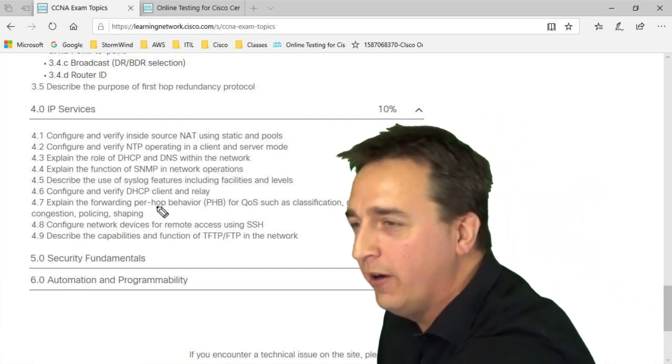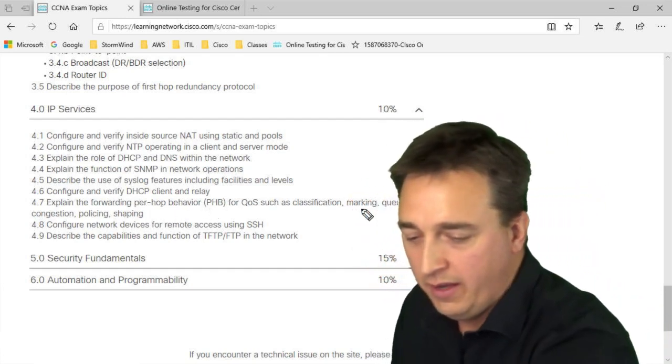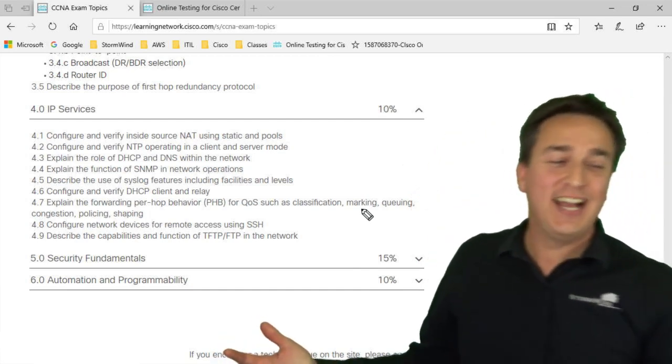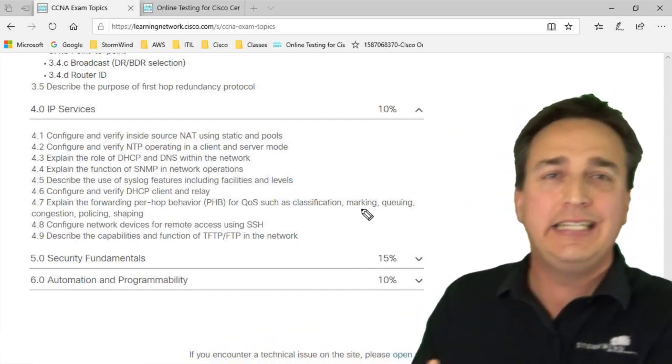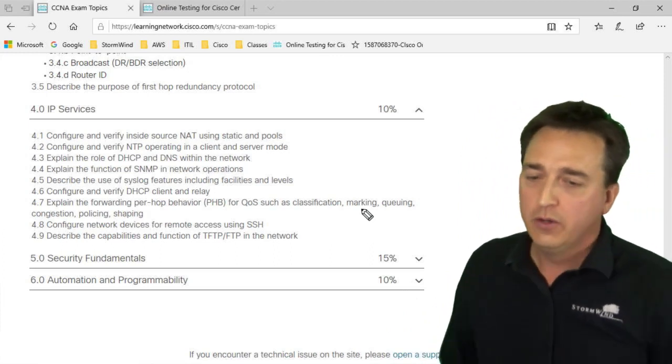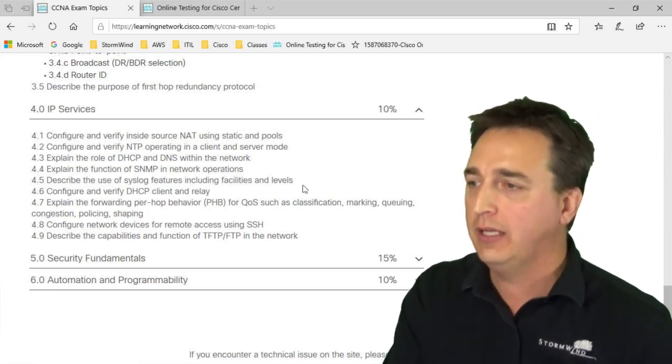I'm going to add one more into here. And weighted random early detection, WRED. WRED, weighted random early detection. So keep that one in mind.